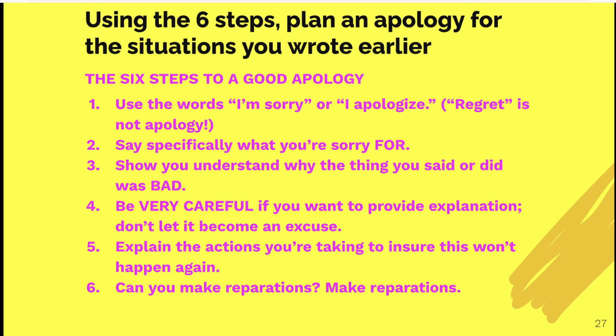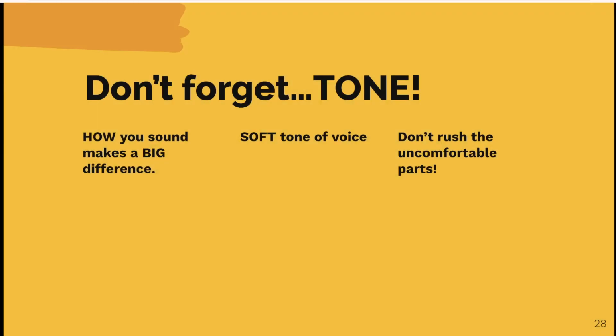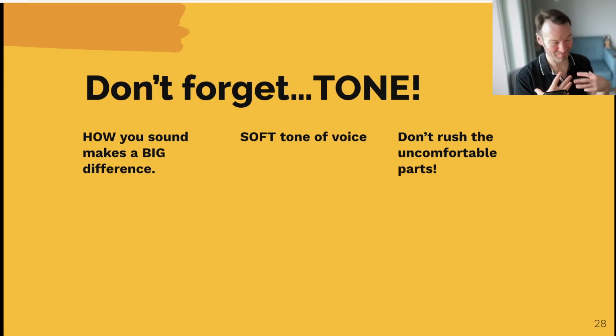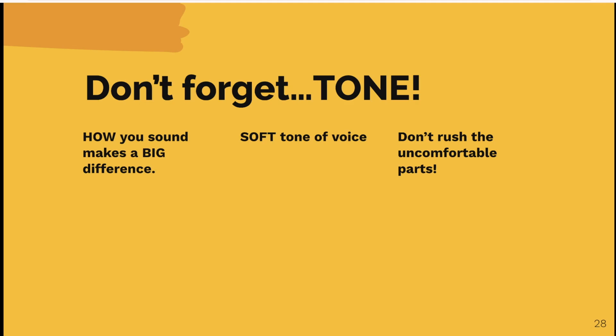And some final thoughts. Especially in a spoken apology, do not forget tone. How you sound makes a big difference. Use a soft tone of voice, and don't rush the uncomfortable parts. It's often a big temptation to say steps 2 and 3 as quickly as possible. But tone, the difference between "I'm so sorry" and "I'm so sorry" is a big difference, right? We want a soft tone. All right, so tone is about how we feel, right? We're showing. Are we using a soft tone? Are we using an aggressive tone?